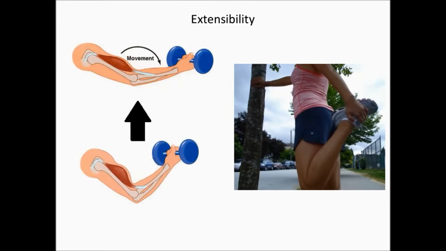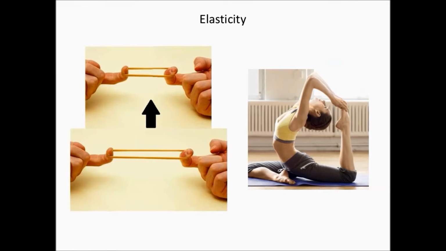The next functional characteristic is extensibility. Muscle has the ability to be stretched. And finally, the last functional characteristic of muscle is elasticity. Once stretched, muscle has the ability to recoil and return back to a resting shape or length.